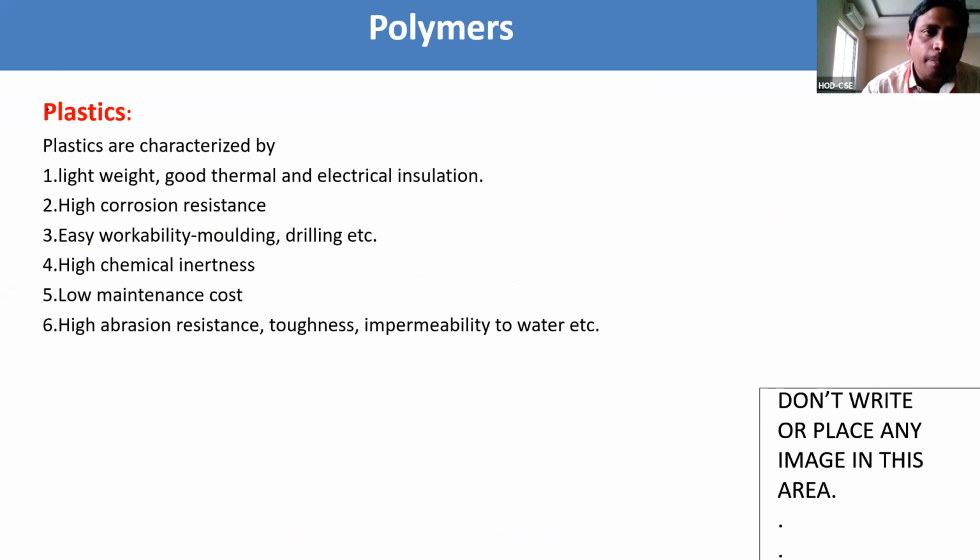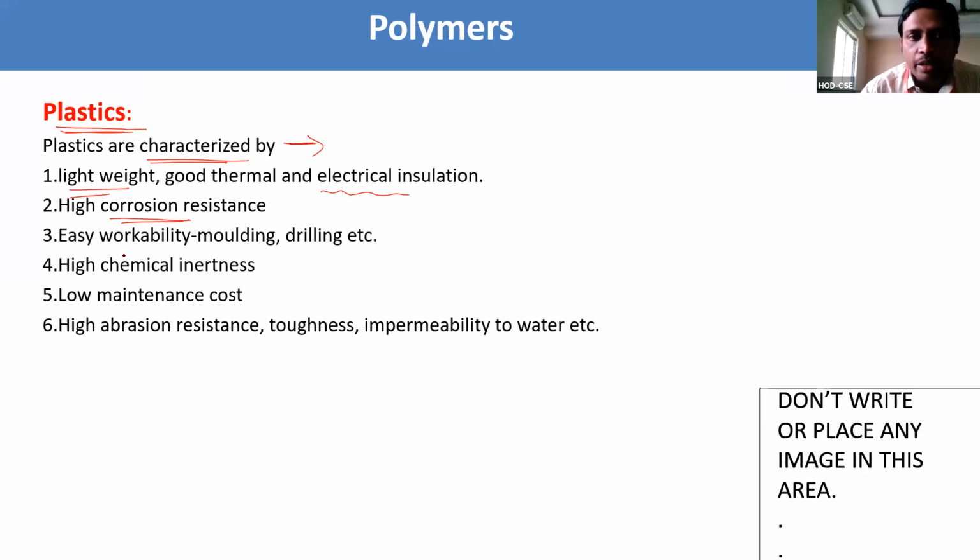Now, coming to the characteristics of plastics. Plastics are light in weight, and they act as good thermal and electrical insulators. Insulation means it does not allow electric current to pass through them. These plastics have high corrosion resistance: corrosion is rust formation, but plastics never undergo rust formation.